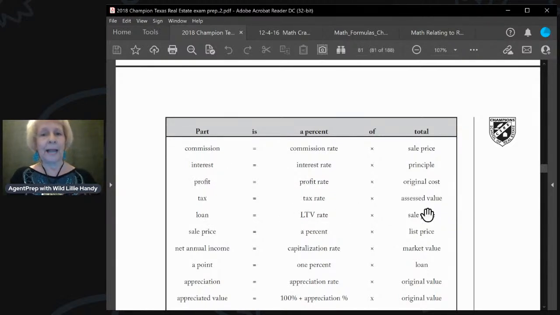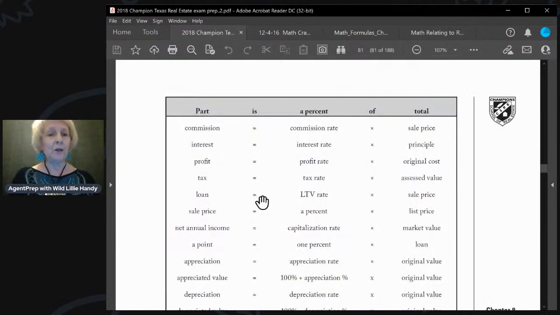Tax equals tax rate times assessed value. Loan equals loan to value. Know that acronym, loan to value rate times the sales price, because loan to value is what the lender is going to provide. 80% of the loan, 90%. If it's an FHA loan, they loan 96.5%. If it is a VA loan, they loan 100%, right? And ask for the sellers to contribute towards the buyer's closing cost. So that's for the loan to value rate times the sales price.